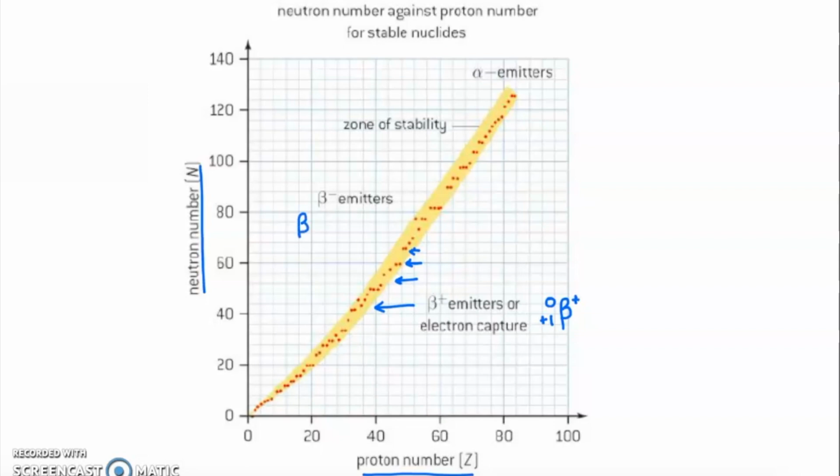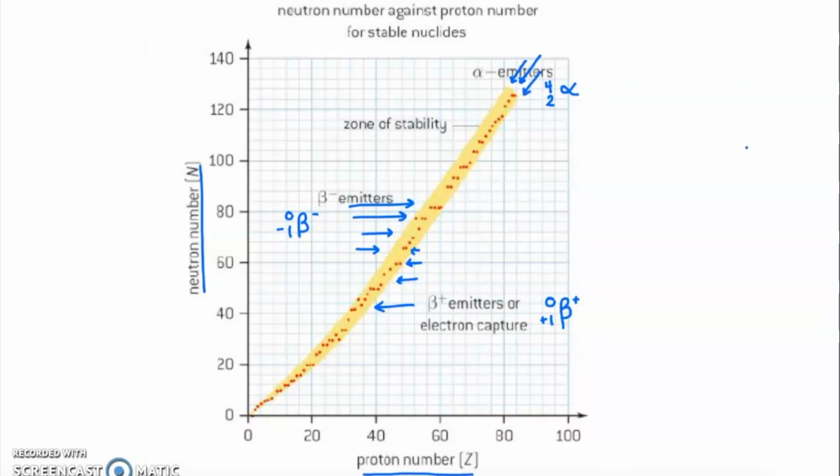Beta negative emitters, though, they come with a configuration of 0, -1. That means that the daughter atom is going to have more protons. So it's going to be moving this way in order to get to the zone of stability. We have alpha emitters. These are emitting alpha particles with a 4, 2 configuration, meaning it is both dropping by 2 protons and by 2 neutrons. So alpha emitters are kind of going like this in order to get to the zone of stability.